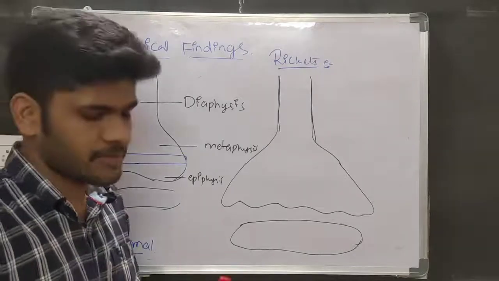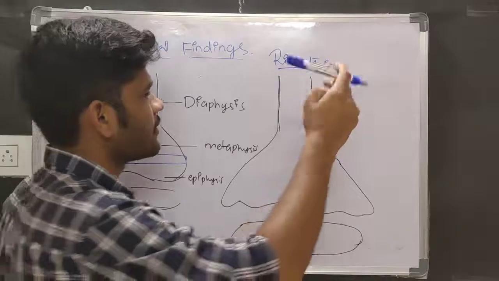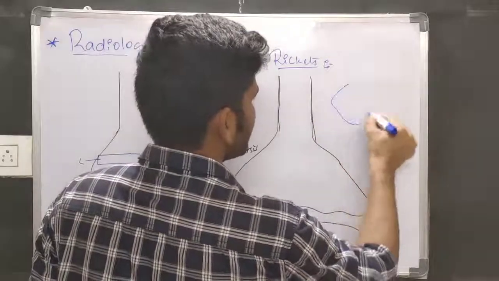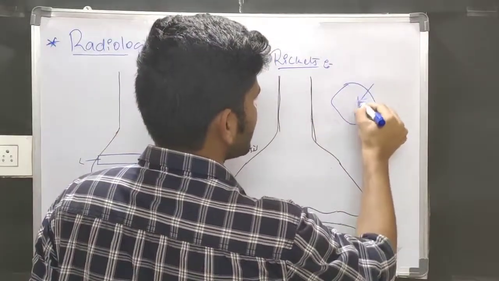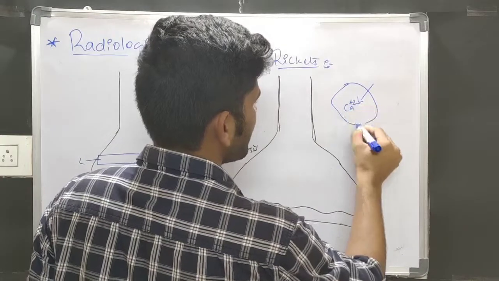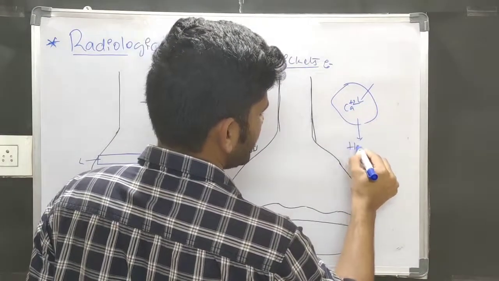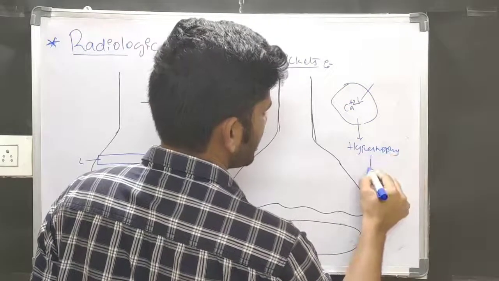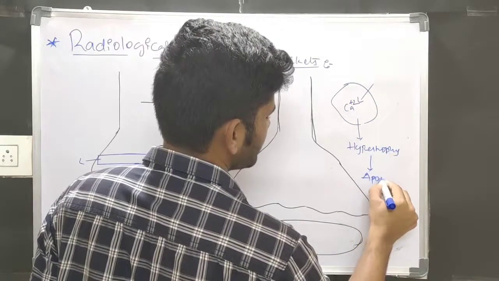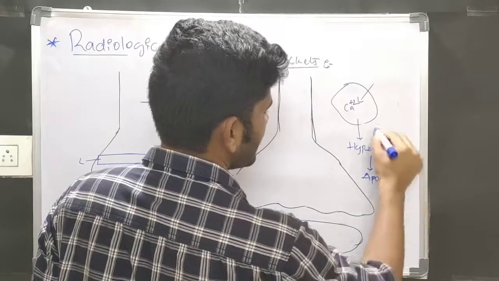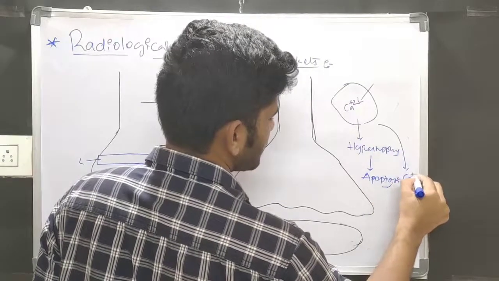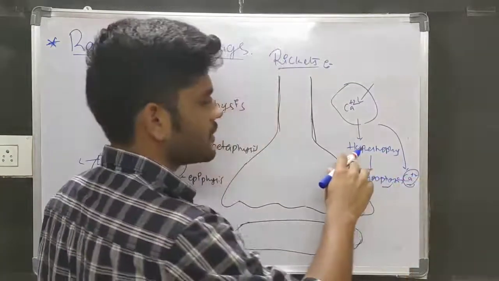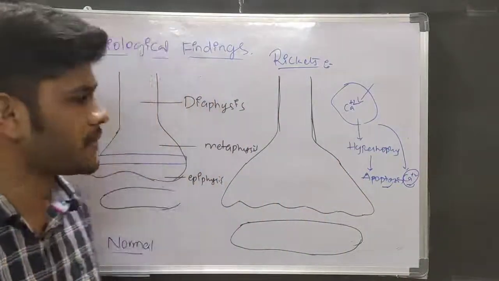Generally, what happens in mineralization is, in the presence of vitamin D, the chondrocytes take up the calcium and undergo hypertrophy. Then they undergo apoptosis and leave the calcium in the bone. So this is how the process of mineralization happens.